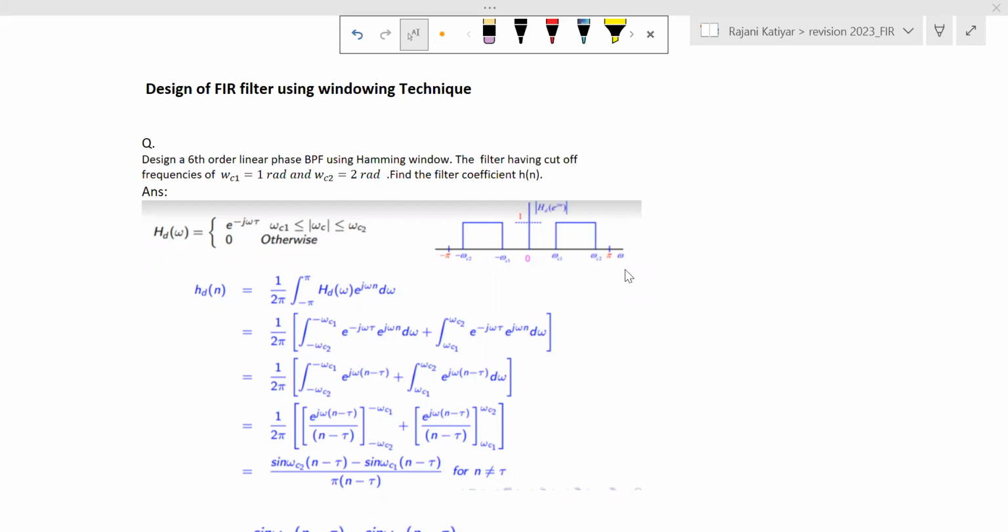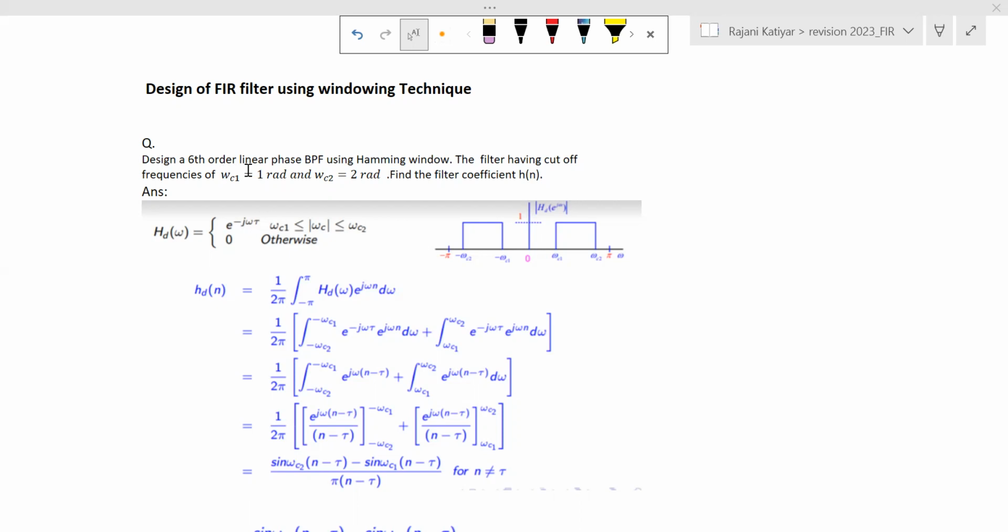In continuation to our previous video for the design of FIR filter using windowing technique, this particular video is focusing more on the design of FIR filter for the bandpass filter. In the previous video, it was specifically for the low pass filter, and in this video, we will be looking for the design of FIR filter for bandpass case. Again, we will be taking help of one example and proceeding further.